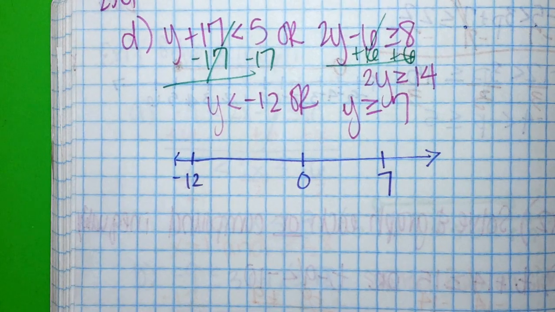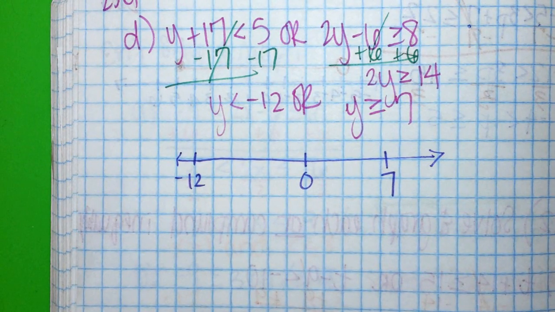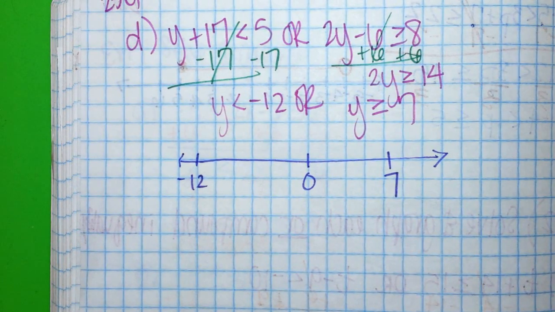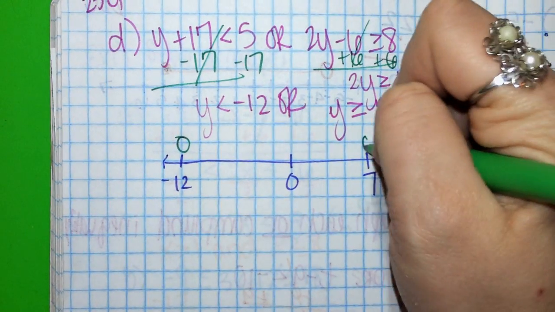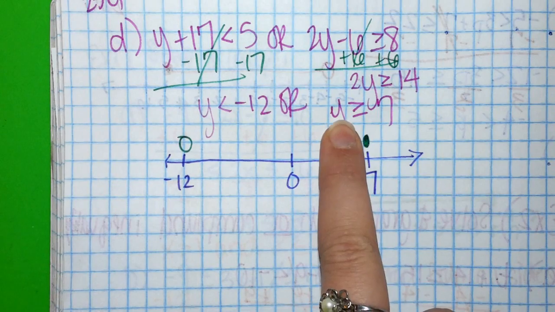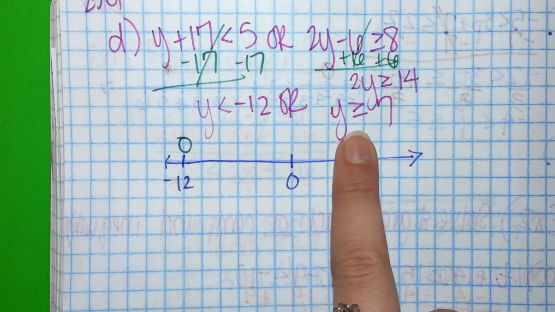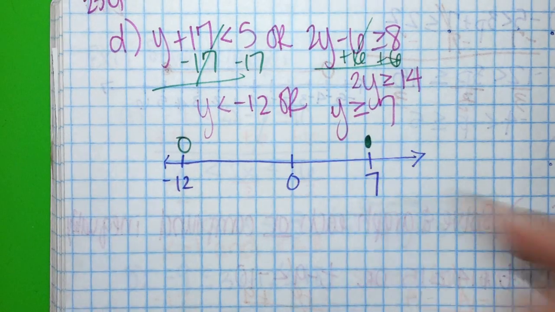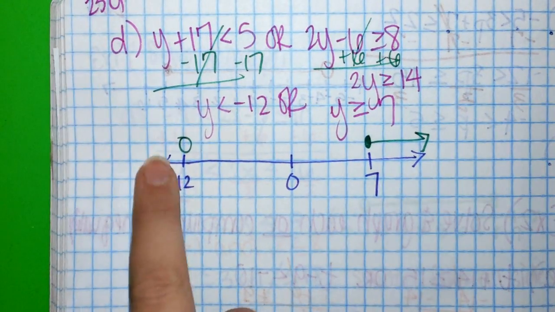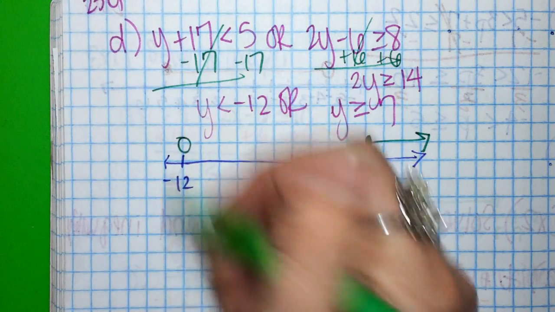Now, are we going to need open or closed circles on these? Where do I put an open? Where do I put a closed? Alright. Now, it says y is greater than or equal to 7. What does this sign mean? So am I going to shade to the left or to the right? Fantastic. Alright, what about this one? Left.